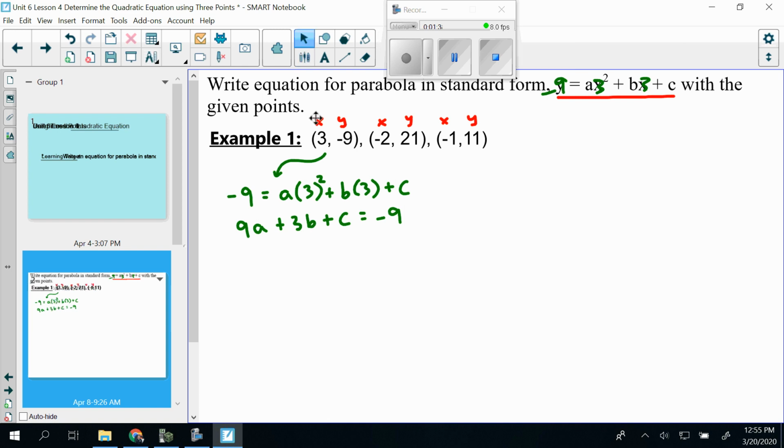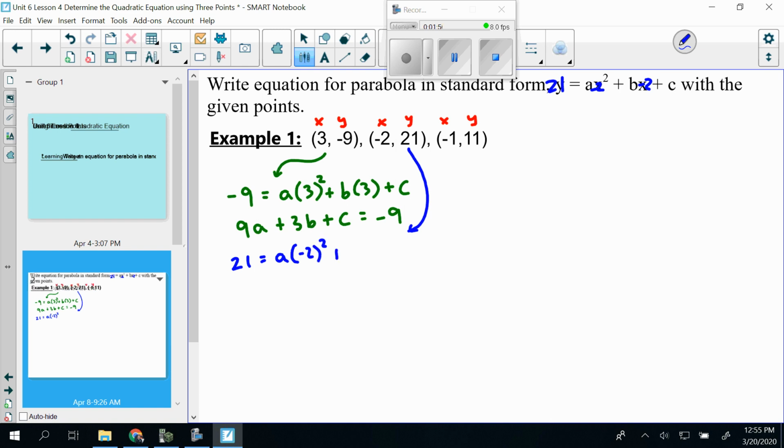Now we're going to repeat that process with these other two. So let's do the next one. If we plug in 21 for y, and we're plugging in -2 for both of these x's, let's see what we come up with. So we got 21 equals a times -2 squared plus b times -2 plus c. And I'm going to simplify like we did before. -2 squared is 4a minus 2b plus c equals 21.